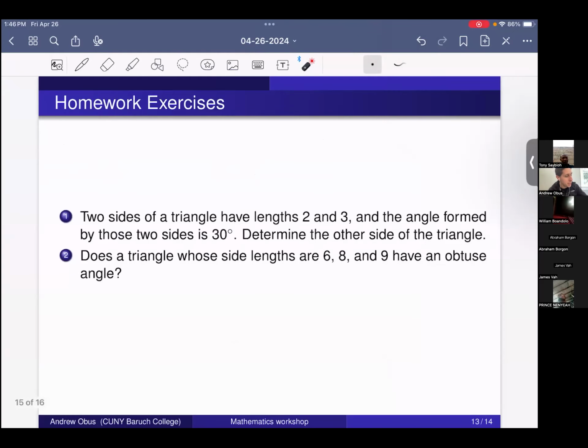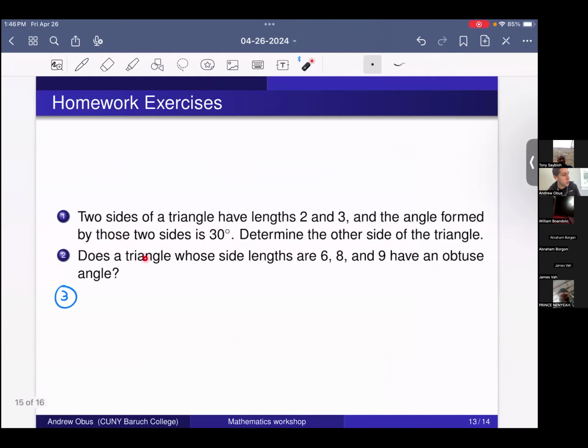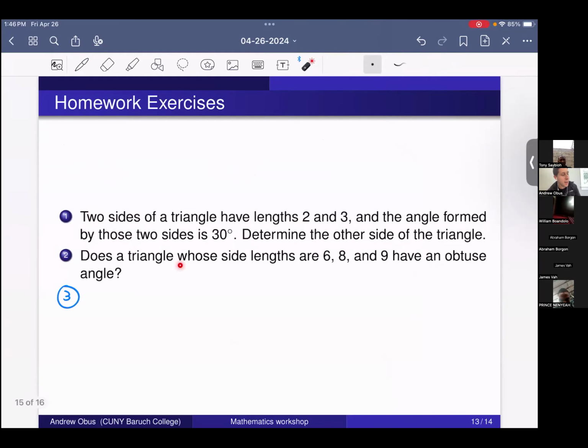So homework exercises, I realize I want a third exercise. The first one is: 2 sides of a triangle have lengths 2 and 3, and the angle formed by those 2 sides is 30 degrees. Determine the other side of the triangle. So this is going to be a straightforward law of cosines. Number 2 is: does a triangle whose side lengths are 6, 8, and 9 have an obtuse angle? You can also use the law of cosines for this if you want, or you can use the law of sines.